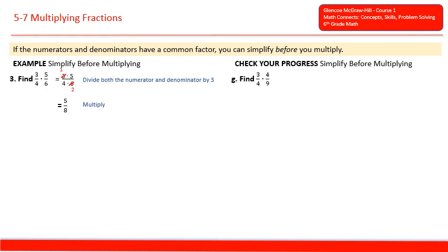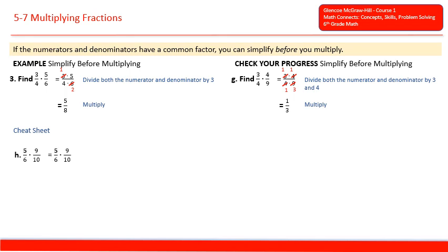Check your progress. We're going to simplify first and then multiply. We have 3/4 times 4/9, so we'll put 3 times 4 over 4 times 9. Hopefully you recognize that 4 can simplify out, and so can 3 and 9. So 3 goes into 3 1 times, 3 goes into 9 3 times, 4 goes into 4 once, 4 goes into 4 once, and now it's a lot easier for us to multiply. We get 1 times 1 is 1, 1 times 3 is 3.